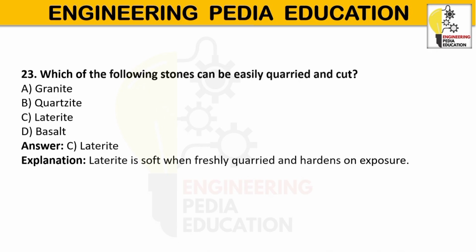Color is reddish brown, easy to cut. Exposed to air, it becomes hard. Is it suitable for heavy engineering structure? It's not suitable because of porous and low strength. In which climate does laterite commonly form? Hot and humid tropical climate.